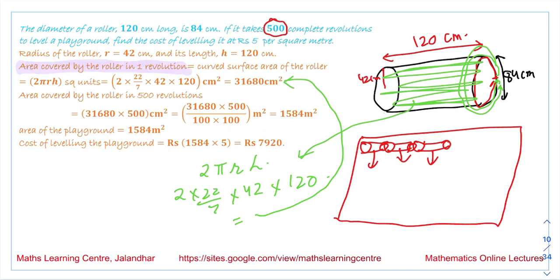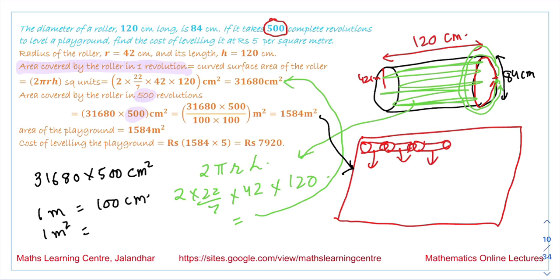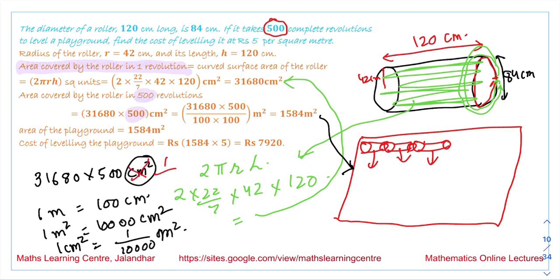We are saying how many revolutions are required. 500 revolutions are required. So we multiply by 500, and this is the area of the playground that we have. The answer we are getting is 31680×500 cm². We know 1 meter is equal to 100 centimeters, so 1 m² is equal to 10,000 cm². So 1 cm² is equal to 1/10,000 m². When we convert this answer into square meters, we divide by 10,000 m².